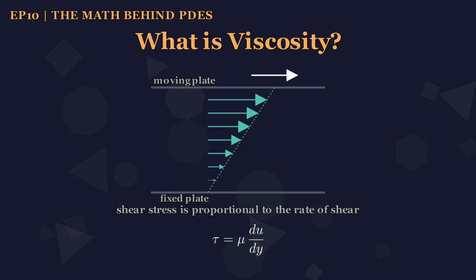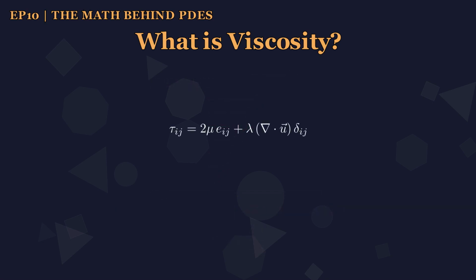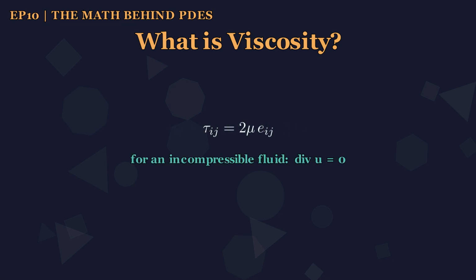Newton proposed the simplest possible rule. The shear stress is proportional to the rate of shear. The constant of proportionality is the viscosity, mu. We met the strain rate tensor last time. A Newtonian fluid generalizes Newton's rule in the most natural way. The viscous stress is proportional to the strain rate. For an incompressible fluid, the viscous stress is simply 2 mu times the strain rate tensor.